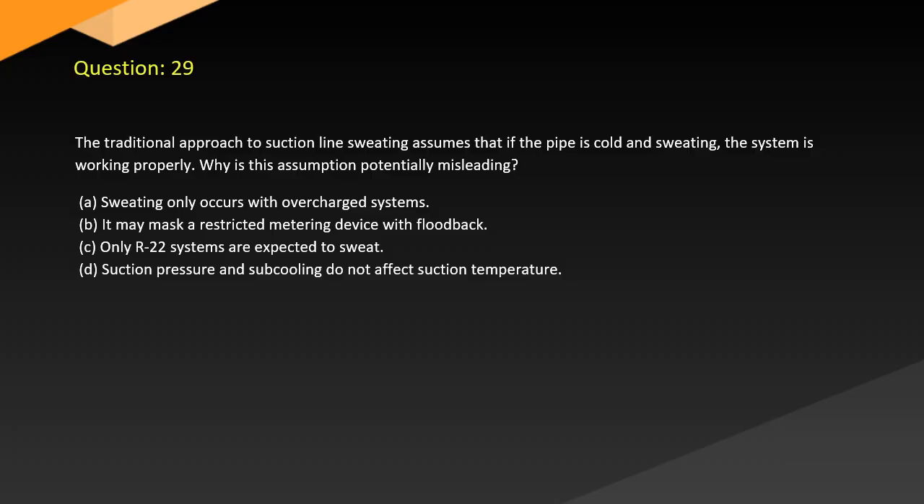Question 29. The traditional approach to suction line sweating assumes that if the pipe is cold and sweating, the system is working properly. Why is this assumption potentially misleading? A. Sweating only occurs with overcharged systems. B. It may mask a restricted metering device with floodback. C. Only R22 systems are expected to sweat. D. Suction pressure and subcooling do not affect suction temperature.